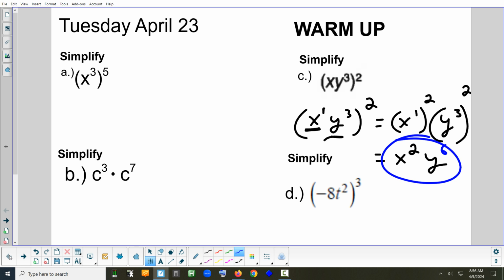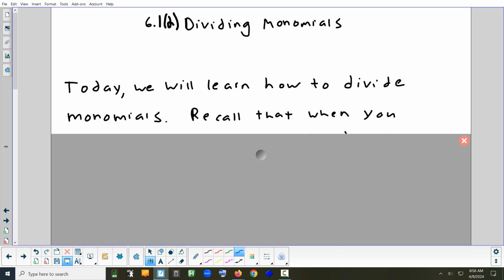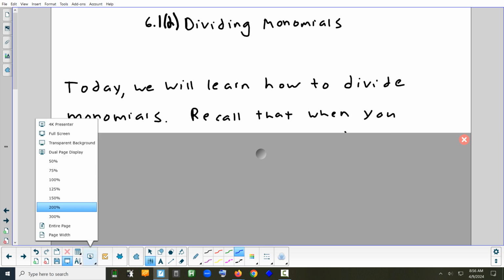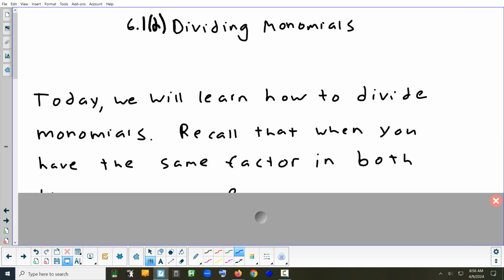Example A, that was another rule we did. That's a power raised to a power. What do you do with the exponents when you have that? Multiply. Yep, multiply. And then when you have a product inside the parentheses to a power, you raise each thing in the parentheses to that power. And that's the one we just did. Okay, what we're going to look at today is dividing. How do we divide monomials?